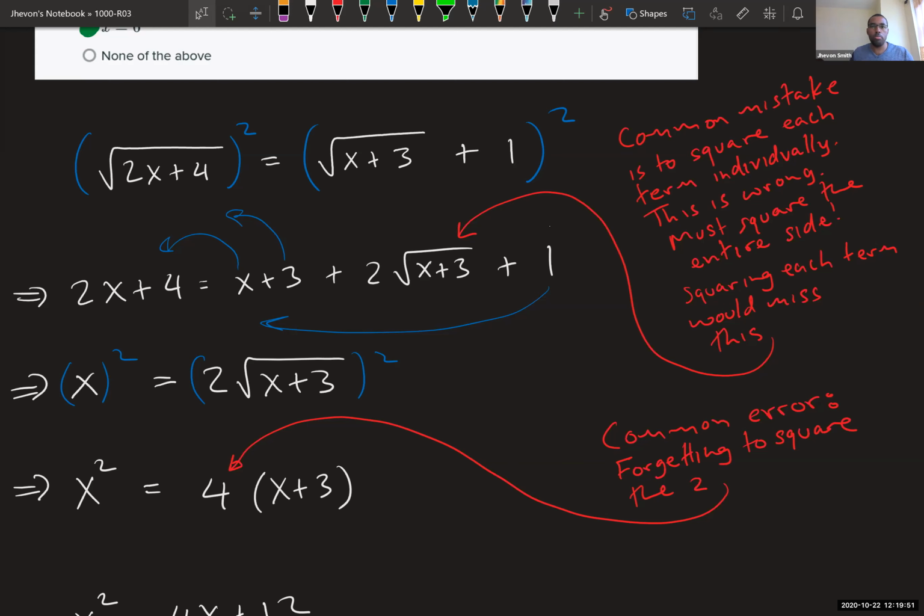In fact, moving the 1 puts you in a very similar situation. On one side you have a radical plus 1, and on the other side you have a radical. If you move the 1, on one side you'd have a radical minus 1, and on the other side you'd have a radical. It's pretty much the same situation, so I didn't see it as necessary to move it.